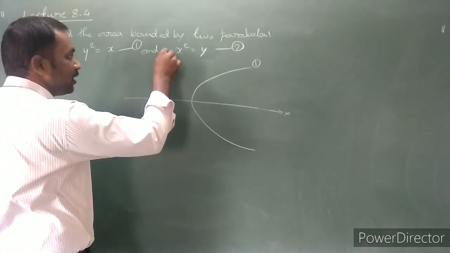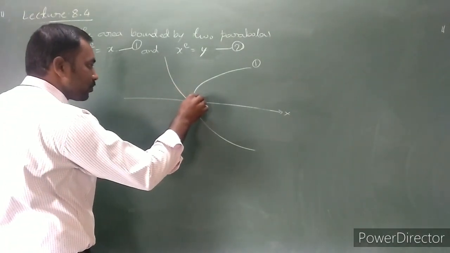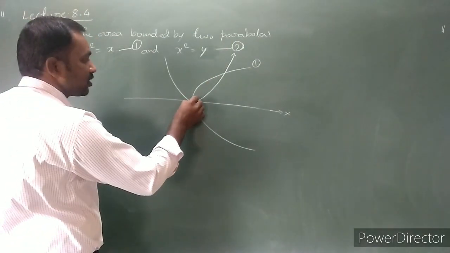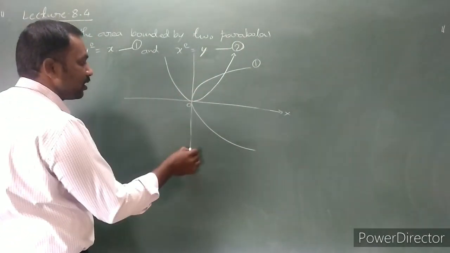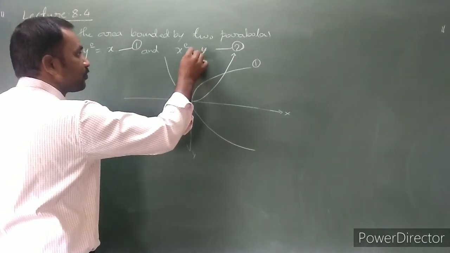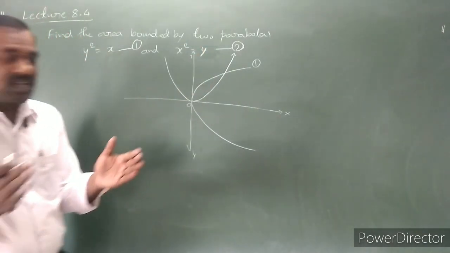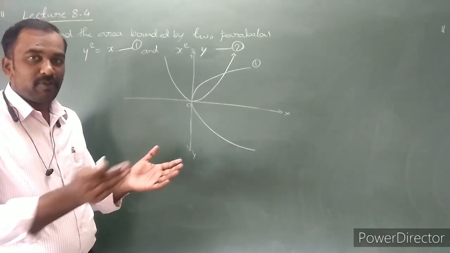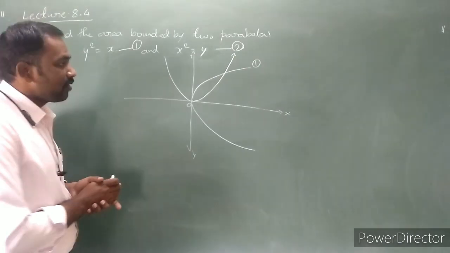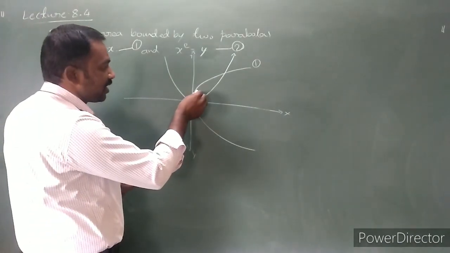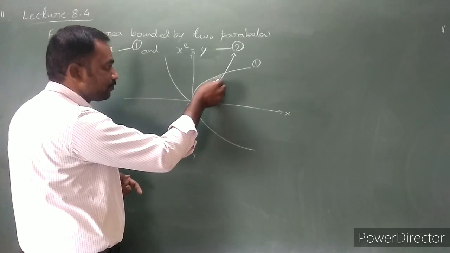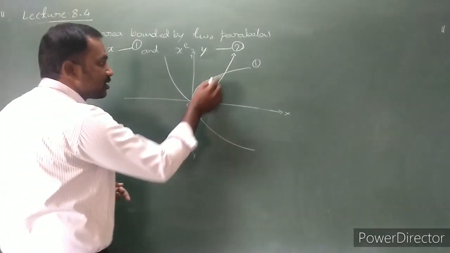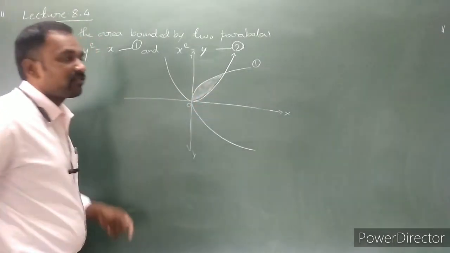What is equation number 2? x square is equal to y. This is the second one. This is the origin, and this is the y-axis. Okay, area bounded by the two curves. What is the required area? Can I say that this is the required area? Okay, this is the required area we are required to find.